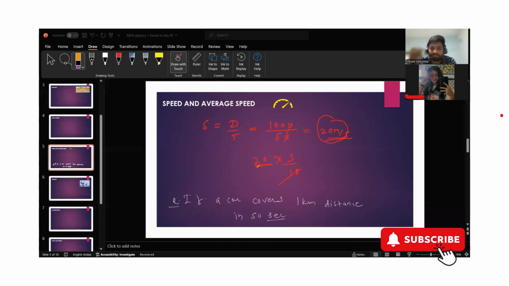So 20 meter per second into 5 by 18. Wait, I made a mistake. I think you guessed it from the previous question only, right? No, okay, okay.